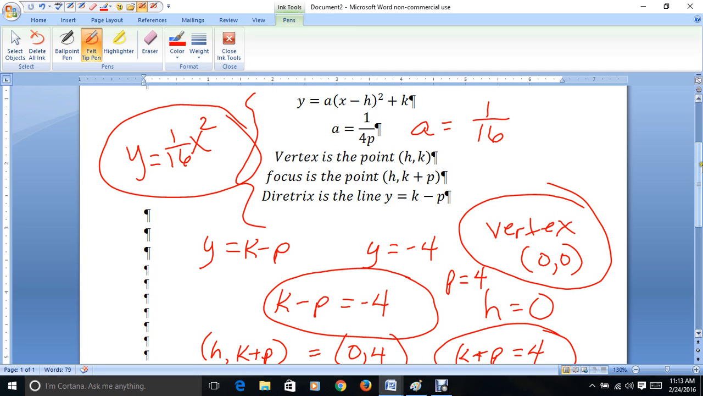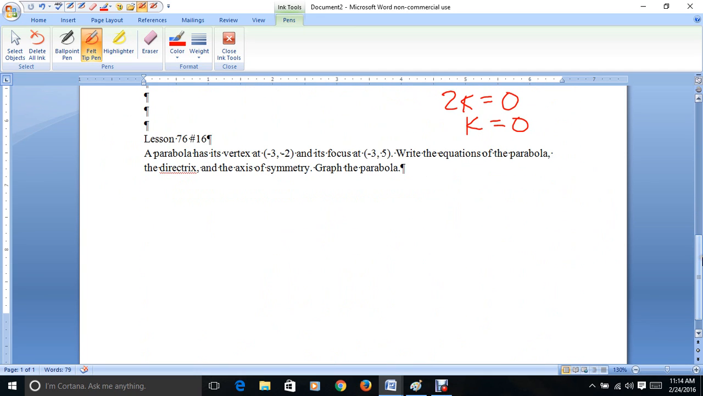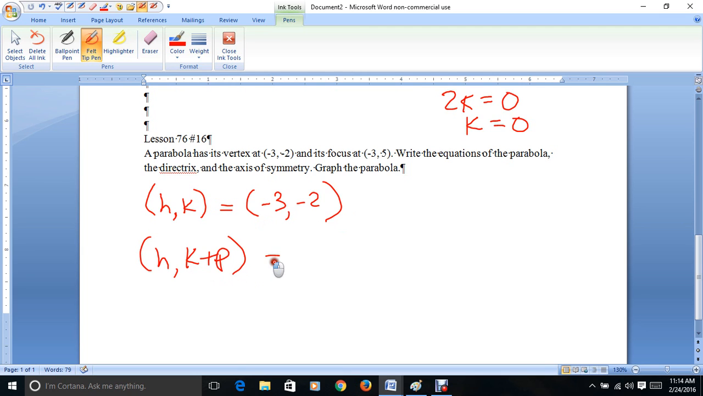Alright, here's another example, lesson 76, number 16. A parabola has its vertex at (-3, -2). Okay, so immediately I'm going to say (h, k) is (-3, -2). So that gives me h and k right there. And then the focus is (-3, 5). So (h, k plus p) is equal to (-3, 5).